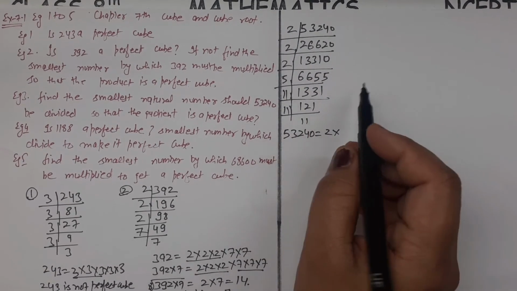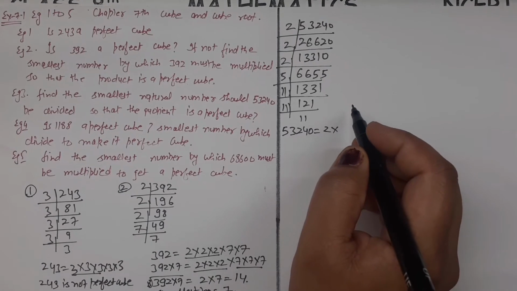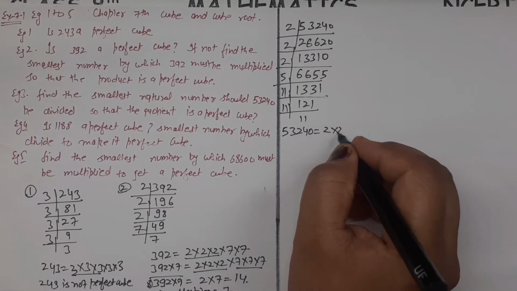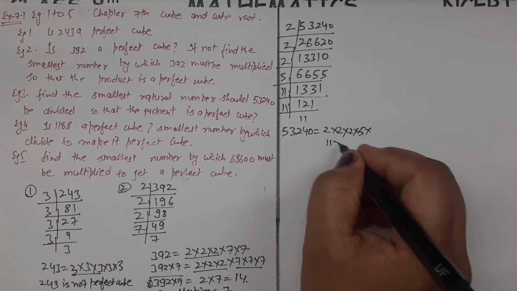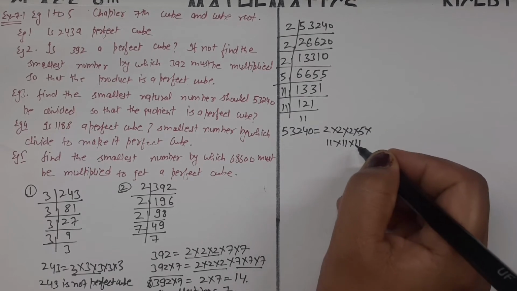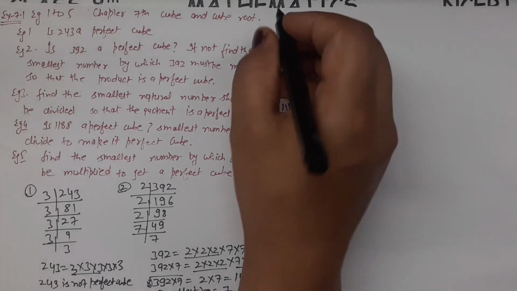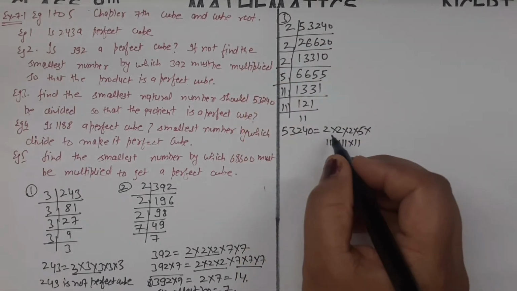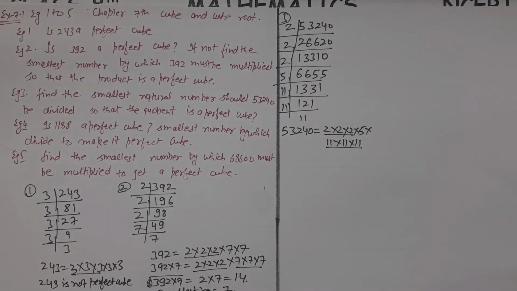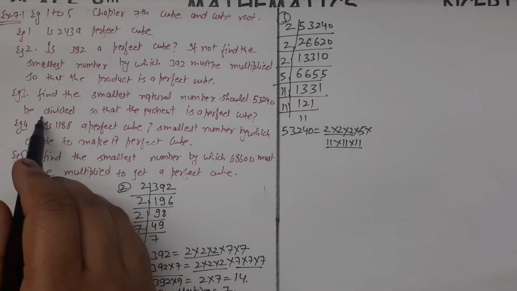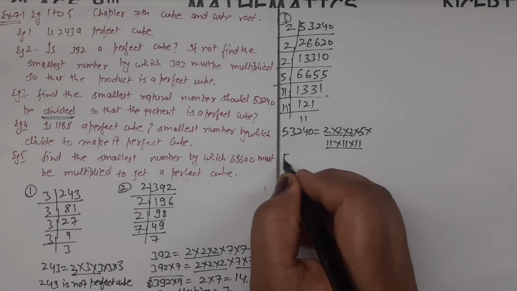One, two, 3. 2 three times, 5 one time, 11 three times. Example number 3. 5 is not in a triplet, that's why we have to divide by 5 on both sides.